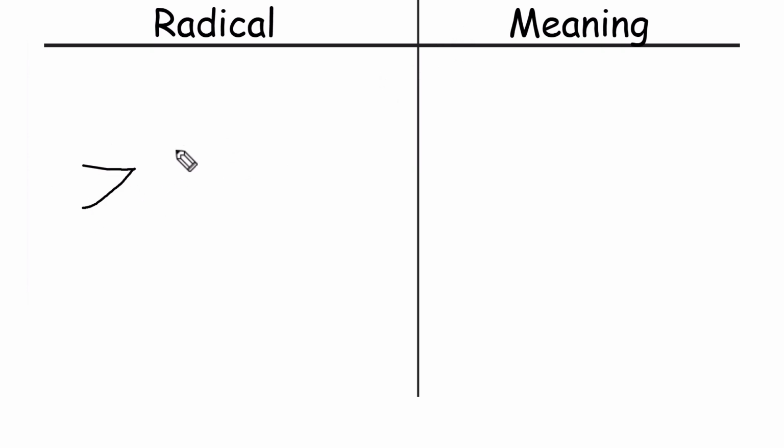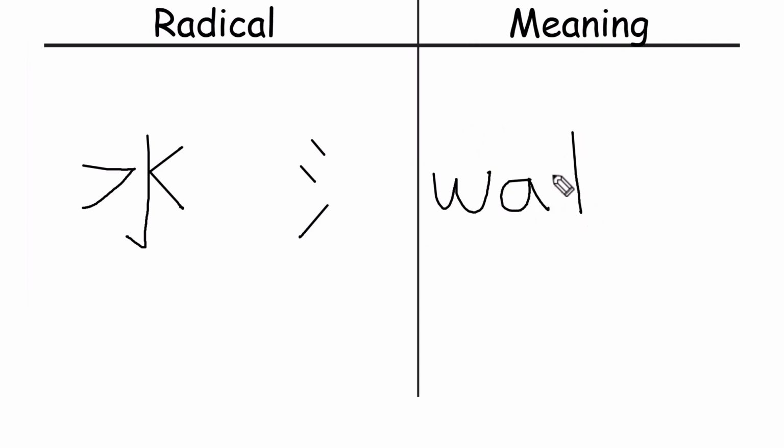Next, let's look at the water radical, written as shui. And there are two ways to write this radical. This is the first way, and this is the other way. This radical appears in characters related to water or liquids, for example, the river or the sea. Learning this radical helps you identify characters that involve water and liquids.